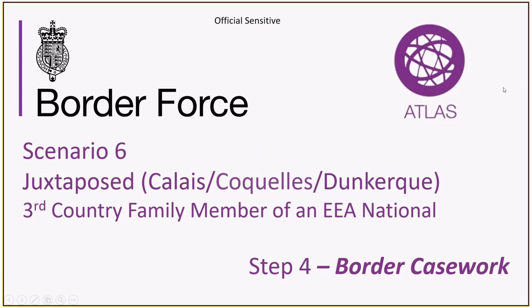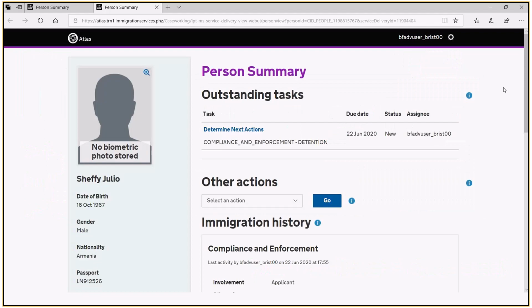So the next step I'm going to be showing you is border casework. Border casework is where we spend most of our time on Atlas, filling in information, as there are 4 different sub-services that need to be used in total. So I'm going to be showing you how to do 3 of those now, everything apart from the recording of an outcome. So on the Atlas screen, you'll have a Determine Next Actions box available.